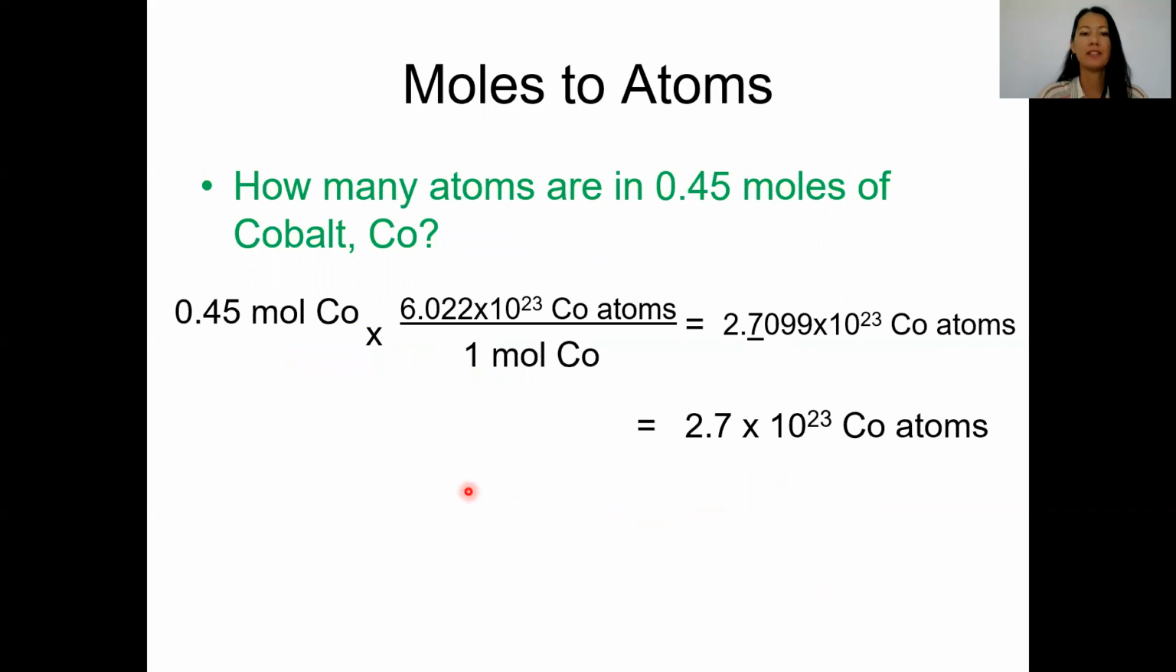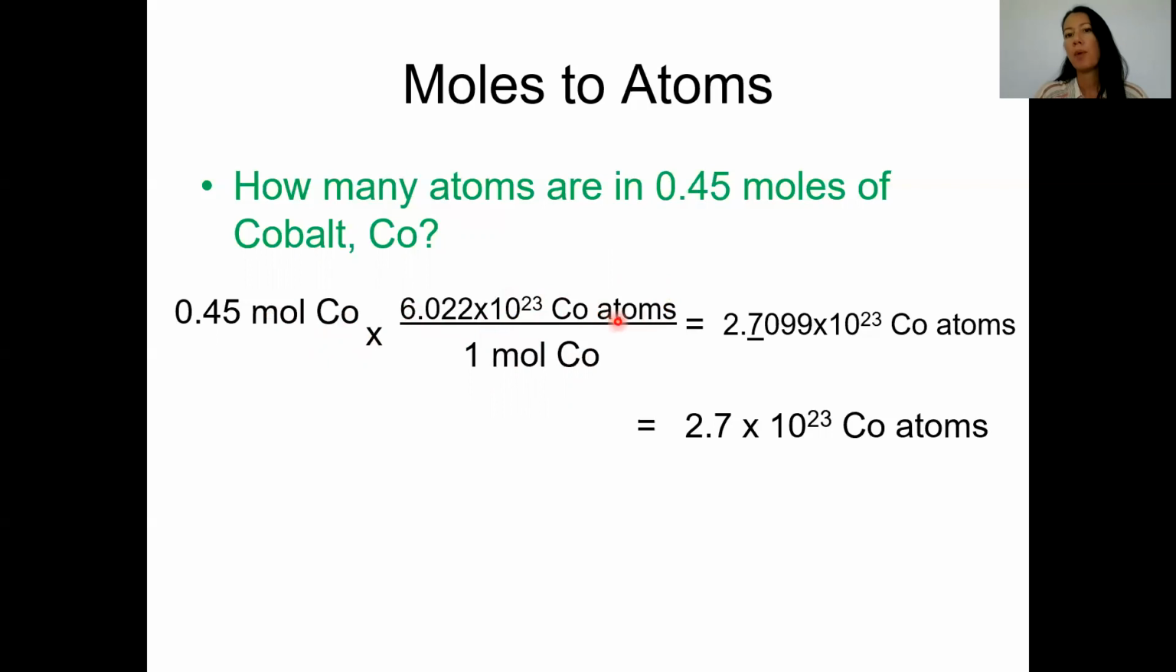Let's use this. How many atoms are in 0.45 moles of cobalt? Start with what you're given, 0.45 moles of cobalt. If you don't like this just freestanding here, put a line and a 1 under it. And then I want to go from moles to atoms. The only way you can do that is Avogadro's. And it's always 1 mole. I put that in the bottom so the moles cancel. And then I put the atoms on the top and I put Avogadro's number.